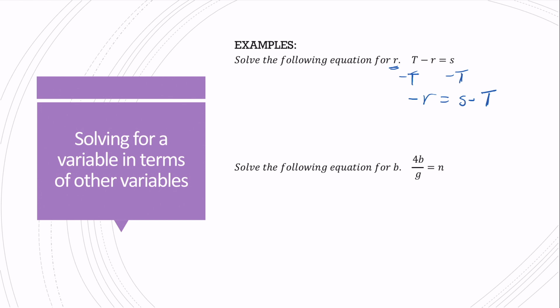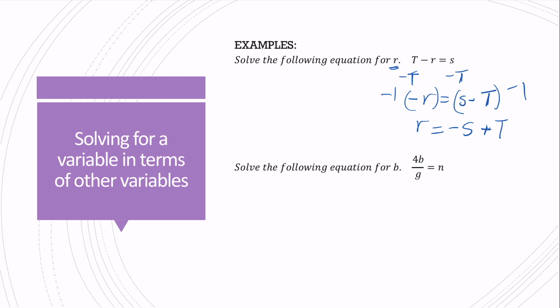Now r isn't quite by itself, it's got a negative hanging around. I could multiply by -1 or divide by -1. I'm going to go ahead and multiply. -1 times negative r gives me a positive r, and then I would distribute this negative. So I'd have negative s plus t. So r is negative s plus t.